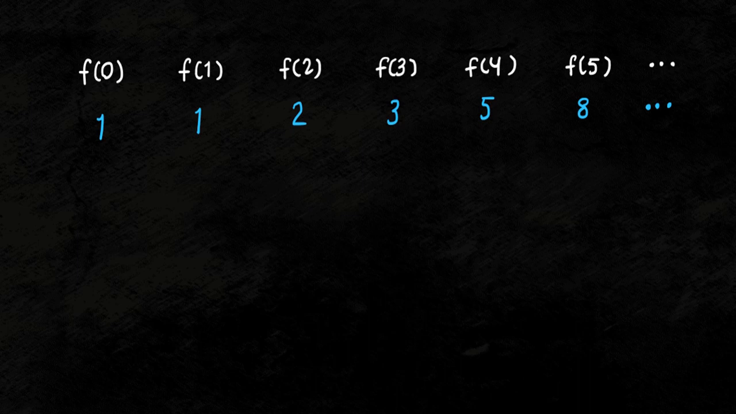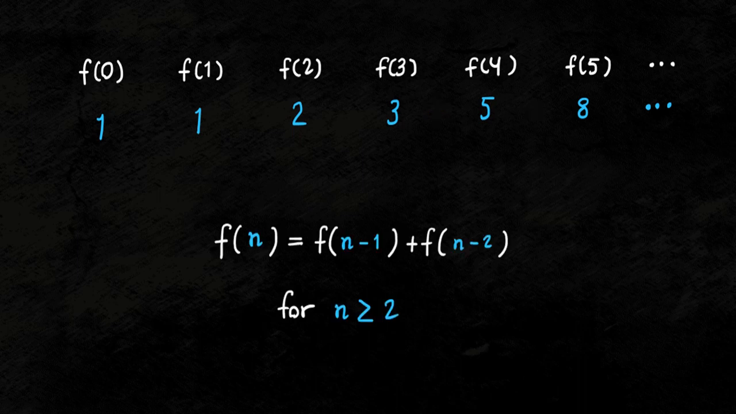To extend this to negative numbers, the first step is to find the linear recurrence. Let's see. 1 plus 1 is 2, 1 plus 2 is 3, 2 plus 3 is 5, 3 plus 5 is 8, and the pattern continues. So, the recurrence relation for this sequence should be this. To get the next term, we simply add up the 2 previous terms.